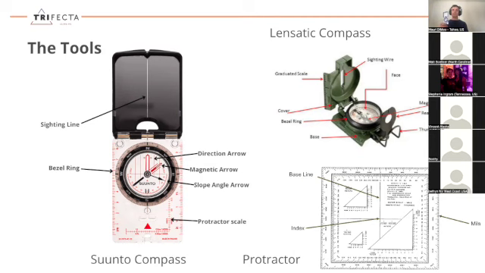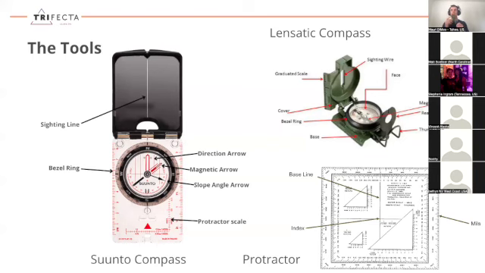The thing I like the best about this compass is that you can adjust for the declination angle, which we'll talk about momentarily. So you don't have to do the most annoying part of navigation, which is adjusting your angle for the magnetic north.